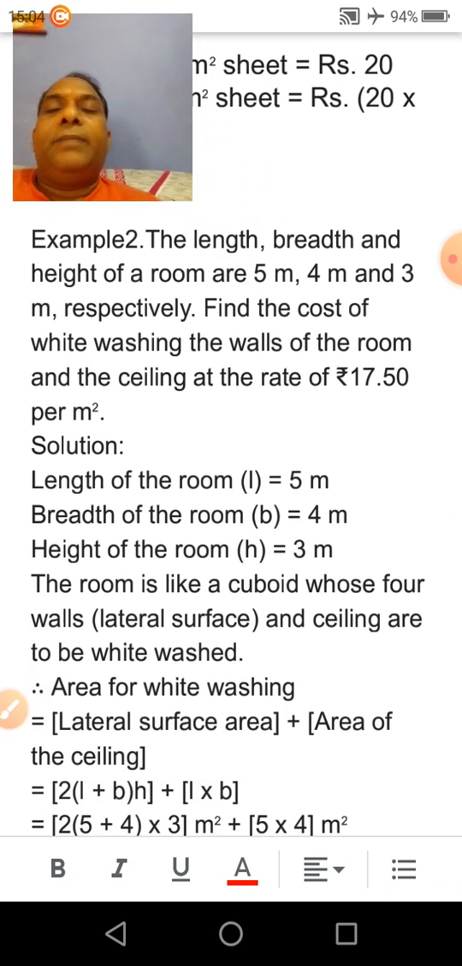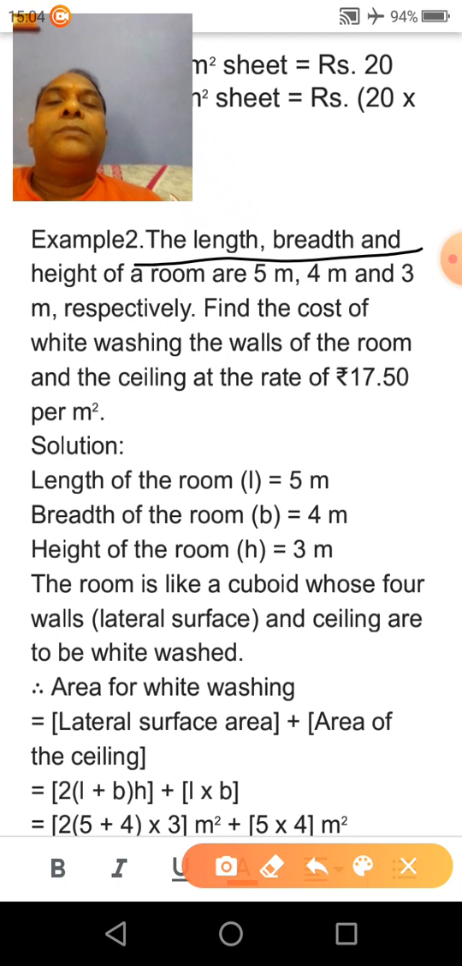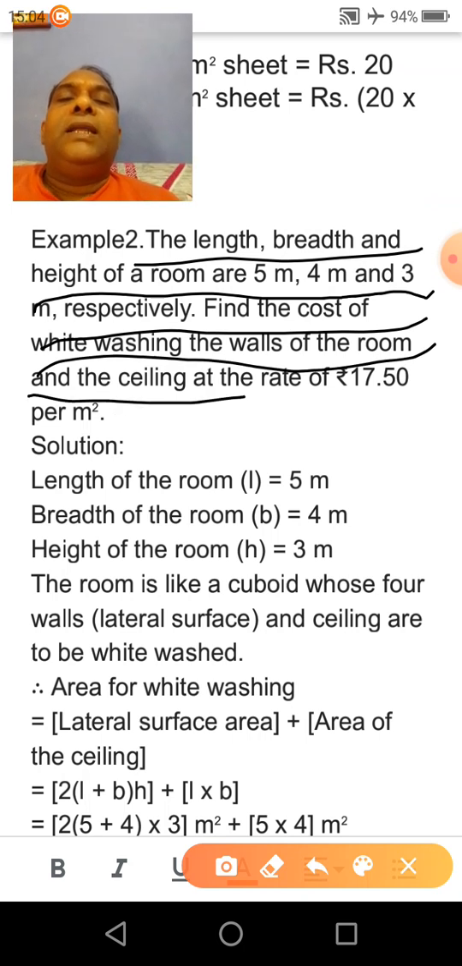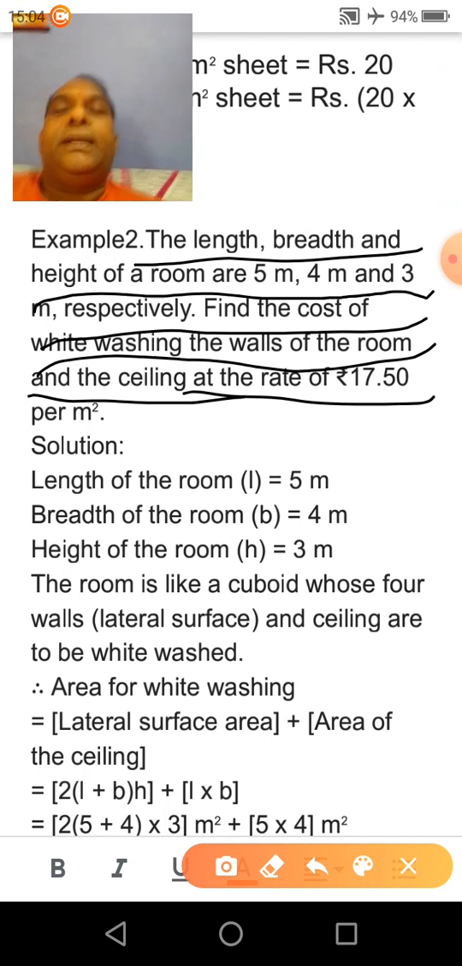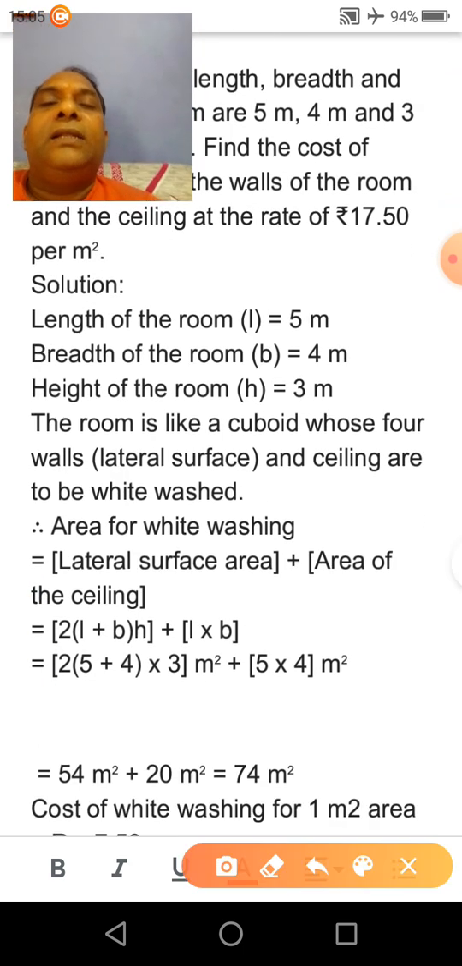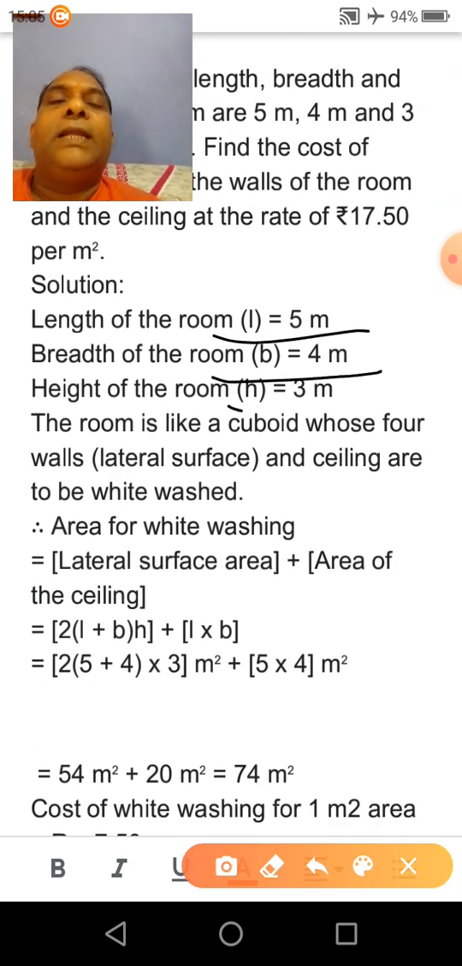The length, breadth and height of a room are 5 meter, 4 meter and 3 meter respectively. Find the cost of whitewashing the wall of the room and the ceiling at the rate of rupees 70, rupees 50 paisa per meter square. So solution, here length L is 5 meter, B is 4 meter and H is 3 meter, given already.